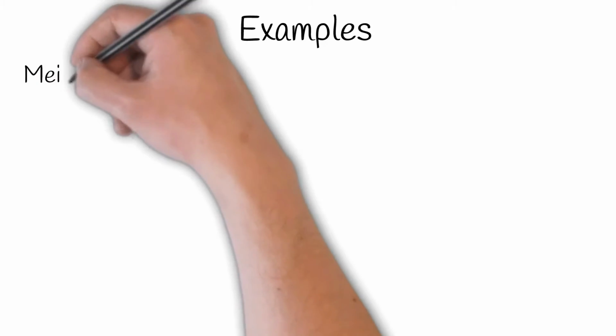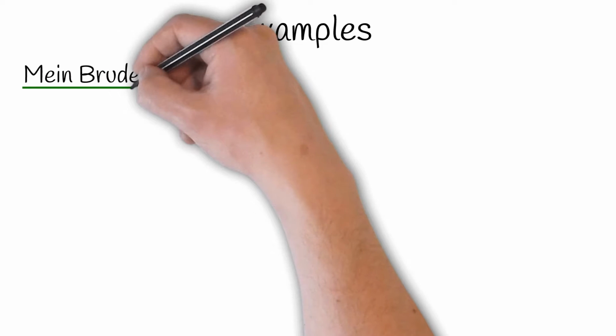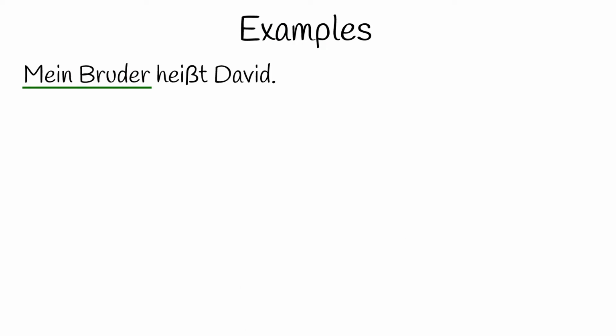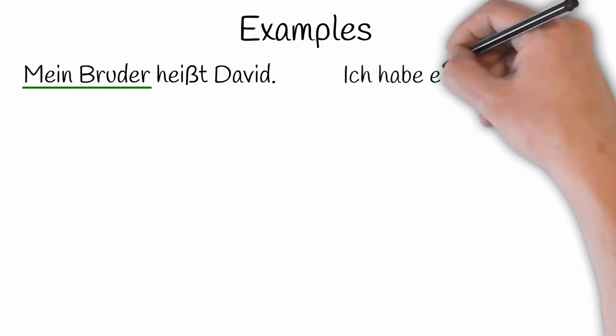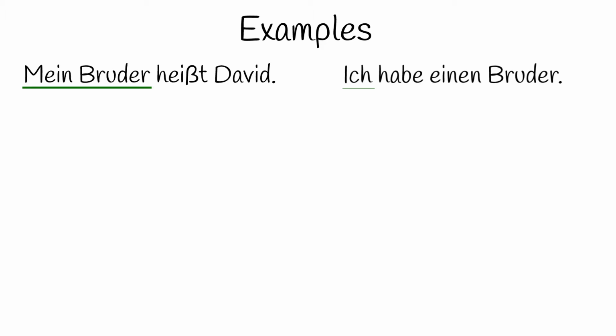Finally, here are some examples which show you why these two tables of endings are important when we're learning German. Mein Bruder heißt David. My brother's name is David. Now we only have a nominative noun here, my brother. But in the second sentence, ich habe einen Bruder, we have a nominative pronoun, ich, and then an accusative noun, einen Bruder, which is why we change the ein to become einen.